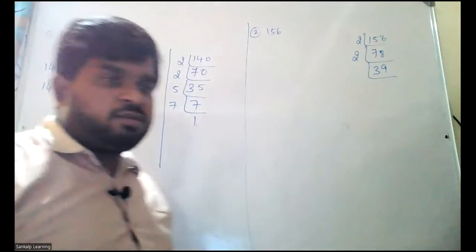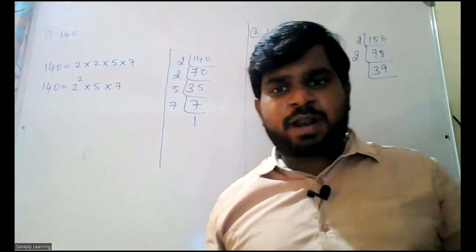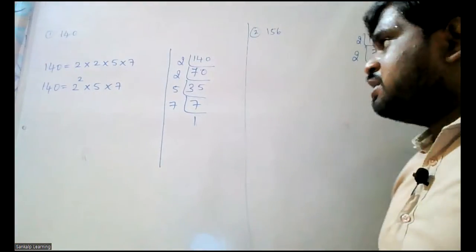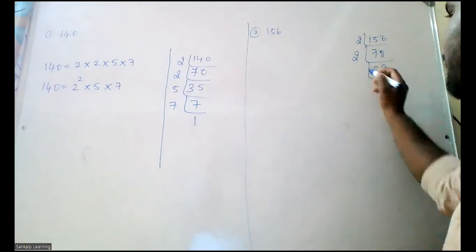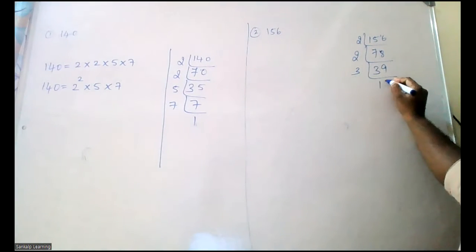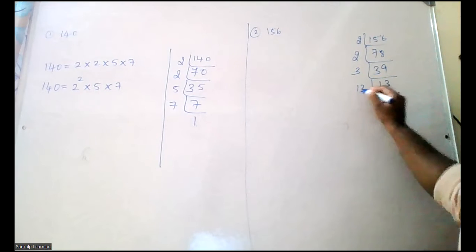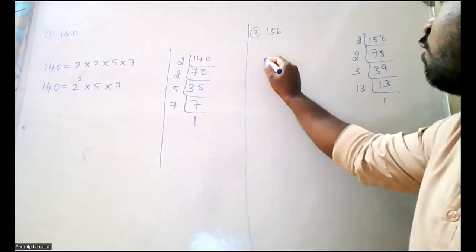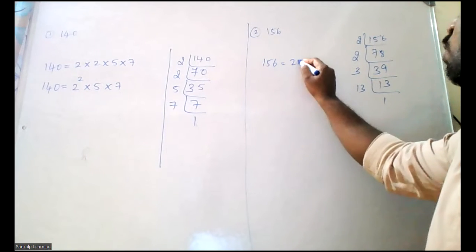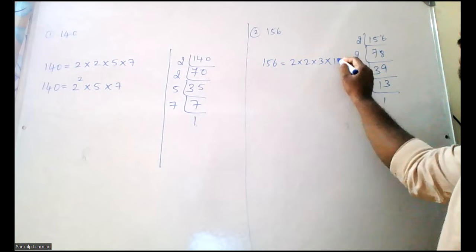Therefore, I can start with the next prime number. After 2, it is 3. Is it divisible by 3? Yes, it is very clearly divisible. 3 ones are 3, 3 threes are 9. 13 itself is a prime number. So 13 ones are 13. Therefore, 156 can be written as 2 into 2 into 3 into 13.